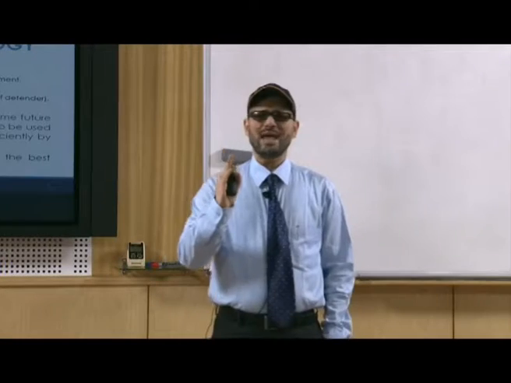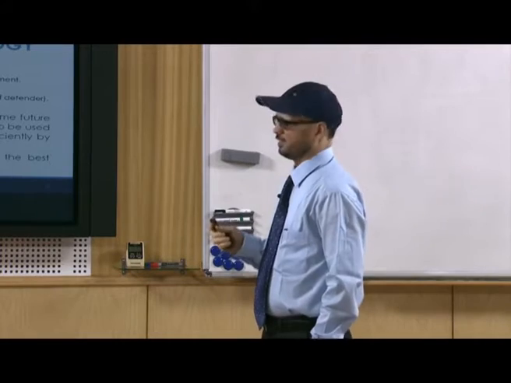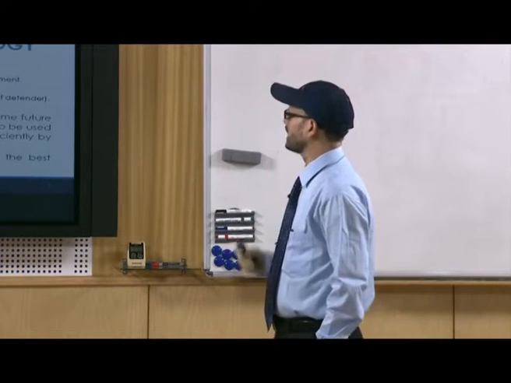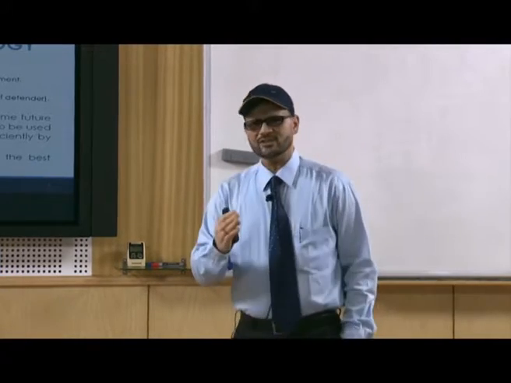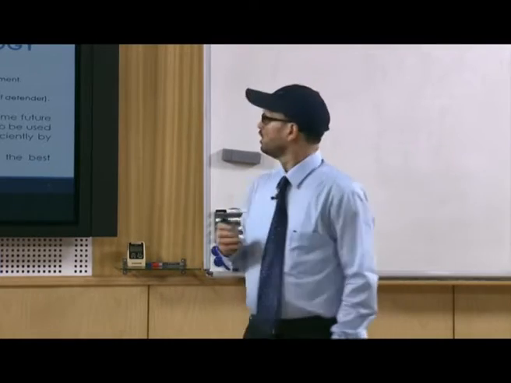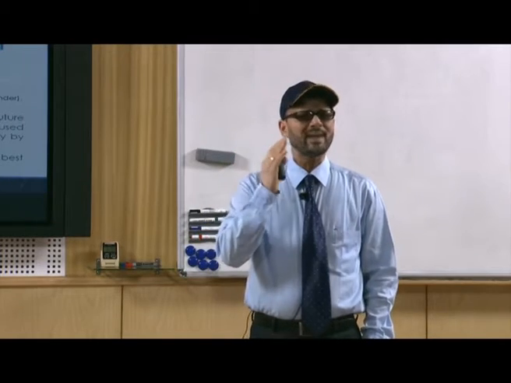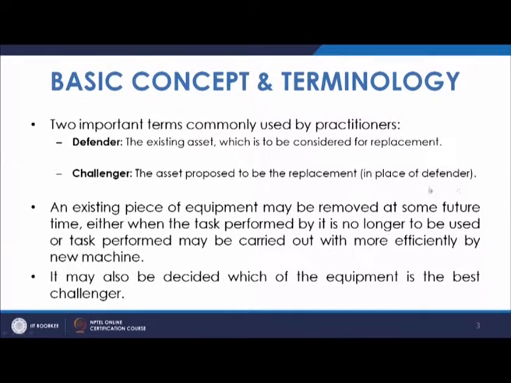So, basically you have an old machine and you have a new machine. The old machine which is supposed to be replaced is known as defender, because it is existing and it has to defend its value. So, it is considered for replacement. Then you have challenger. Challenger is the new machine which is going to replace the old machine. So, the challenger is the asset proposed to be the replacement in place of defender. So, we will use these terms while we solve the cases based on replacement analysis.